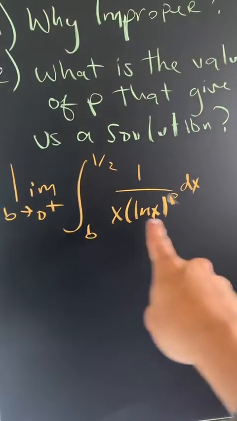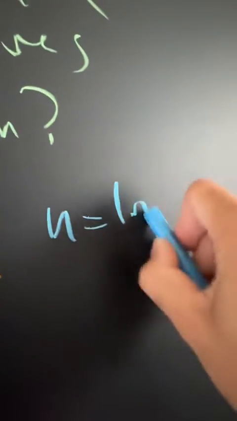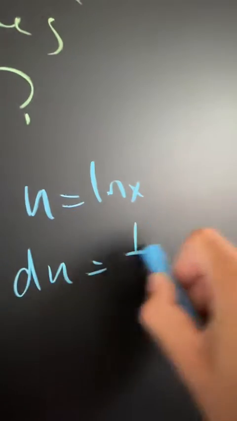So we're going to make our u value natural log of x. So we have u is equal to the natural log of x. We're going to find du is equal to 1 over x dx.